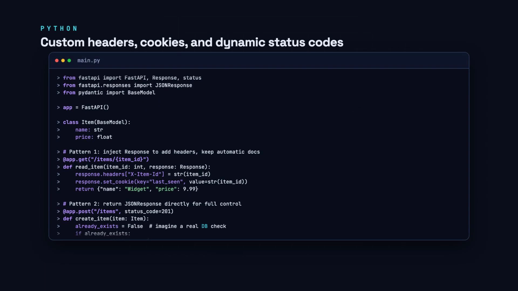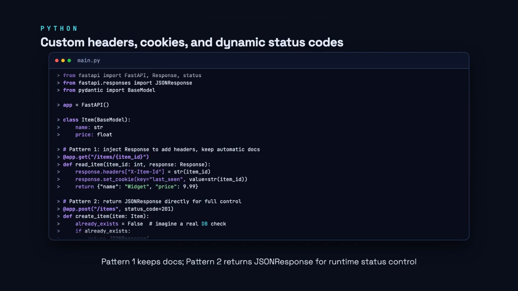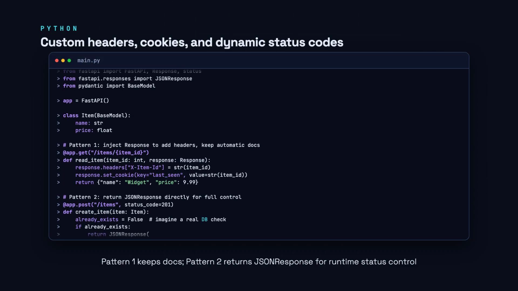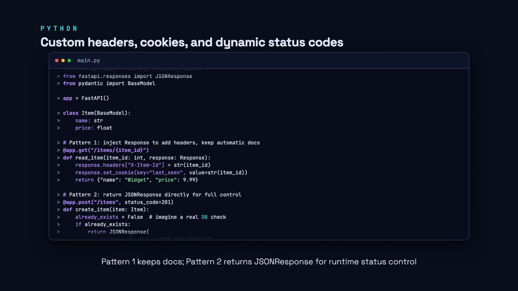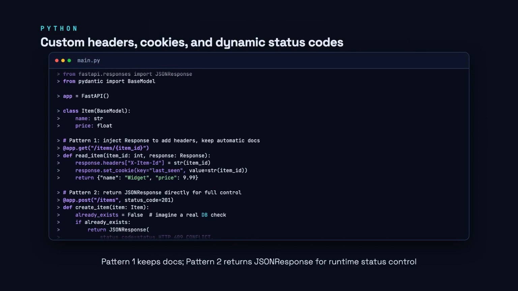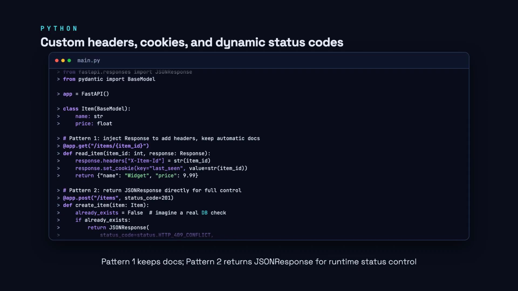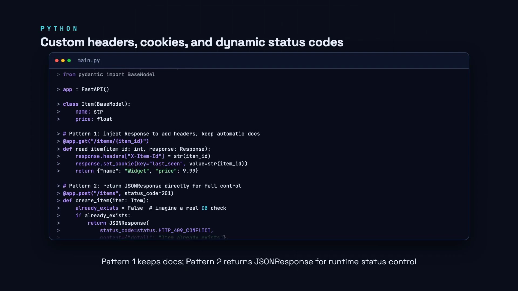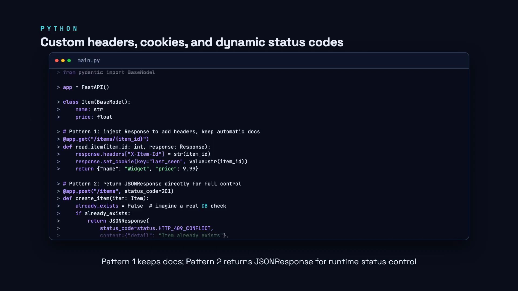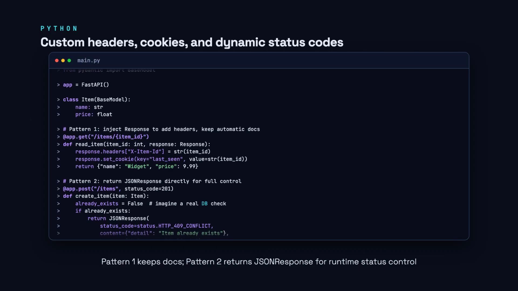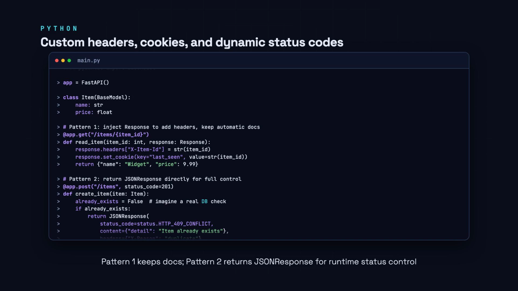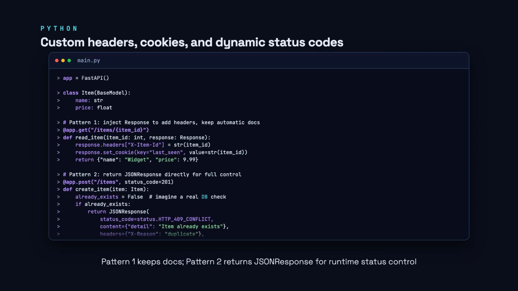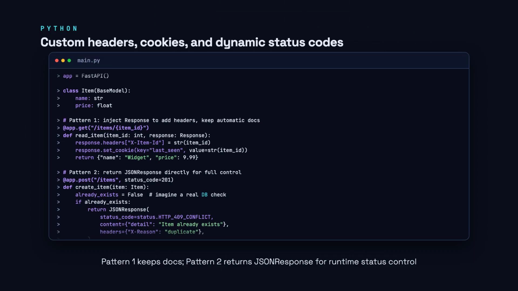Let us walk through this file top to bottom. We import FastAPI, Response and status from FastAPI, then JSONResponse from fastapi.responses, and BaseModel from Pydantic. In pattern 1, the route function declares a parameter called response typed as Response. FastAPI sees that type hint and injects a live response object before the function runs. We then write a custom header by treating response.headers like a dict, and we call set_cookie to attach a cookie. We still return a plain dict, so FastAPI generates docs and validates output normally.